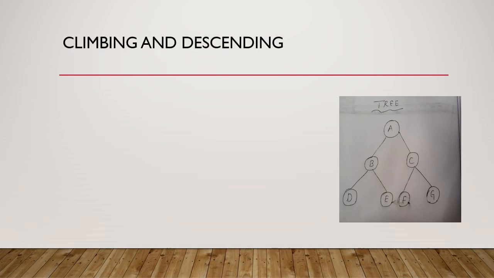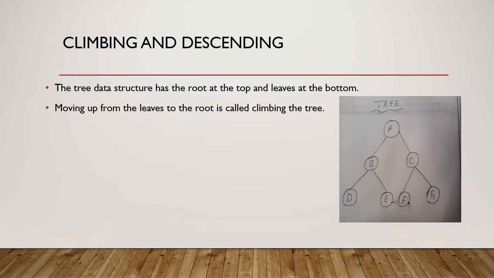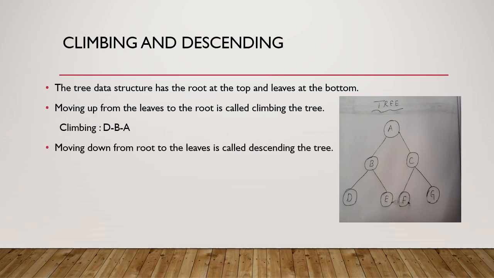Next one is climbing and descending of a tree. The tree data structure has a root at the top and leaves at the bottom. Everyone knows that the root is at the beginning and we end with the leaves. Correct? So moving up from the leaves to the root is called climbing the tree. What are the leaves in this particular tree? D, E, F, G are the leaves. If we move up from D to the root, we call it climbing. Then moving down from the root to the leaves is called descending the tree. That means from the root going down, if we give a path, descending is A to B.